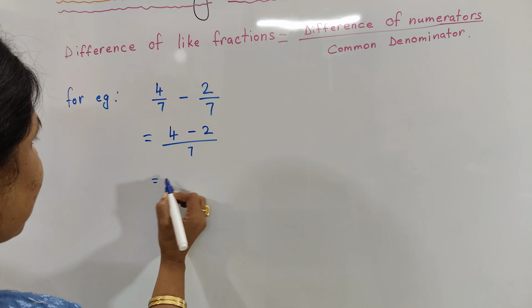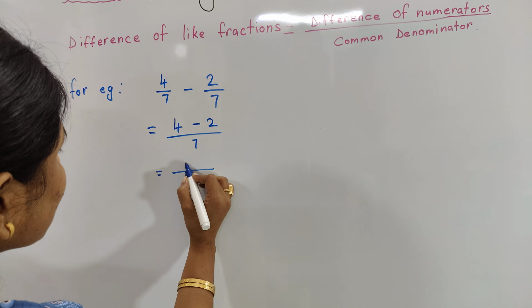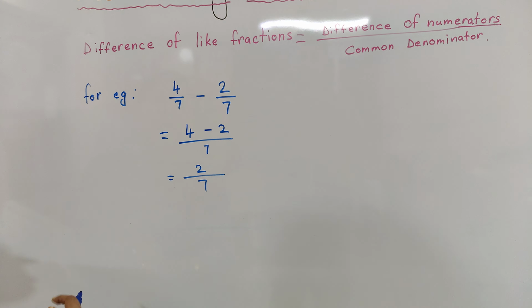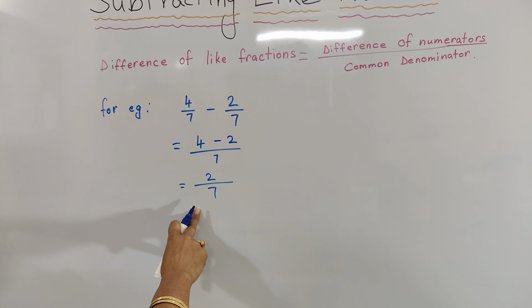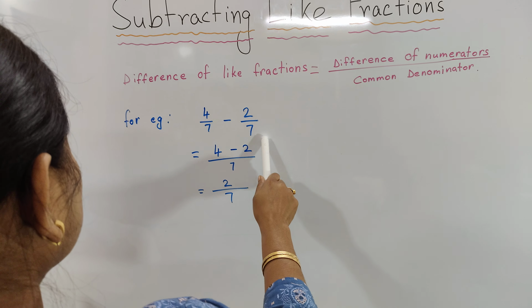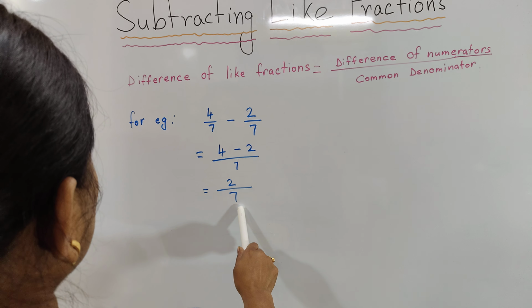So now we will simply subtract. 4 minus 2 is 2, so 2 by 7. Our answer is 2 by 7. 4 by 7 minus 2 by 7 is equal to 2 by 7.